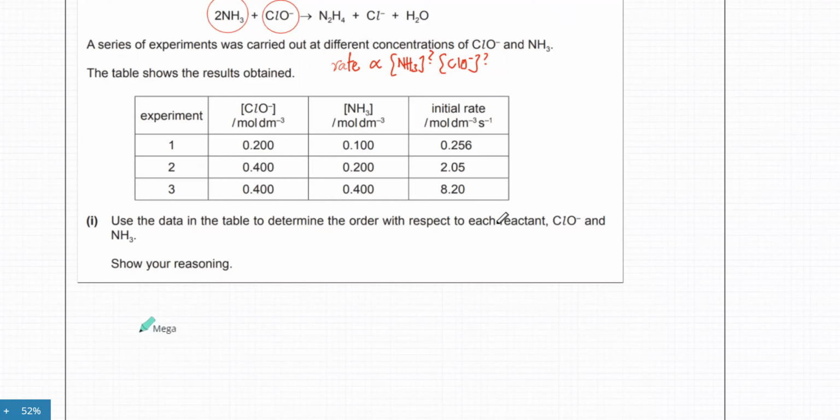Sir, second and third. Okay, so remember you have to keep one of the reactants constant. So I'll compare experiments 2 and 3. Okay, that's going to be my reason. I'm comparing experiment 2 with 3.